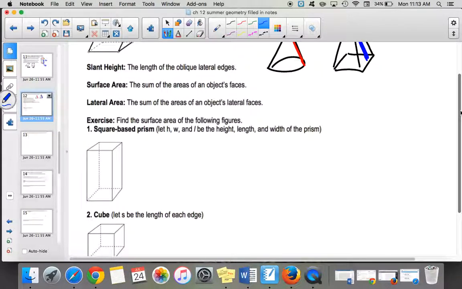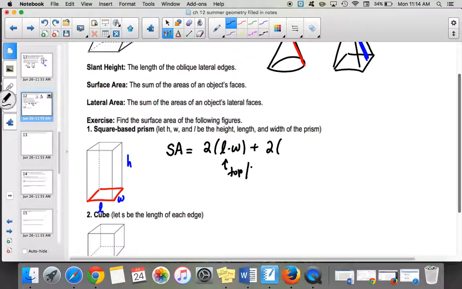So a square-based prism, if I want to talk about its surface area, we could just take one piece at a time. Okay, so if I have the length, the width, and the height, and I wanted to say my surface area, I could say I have two of the top and bottoms, right? So how would I find the area of the bottom? I'd have my length times width, and I'd have two of them because I have the top and the bottom, right? So I'd have my 2 of the length times width.